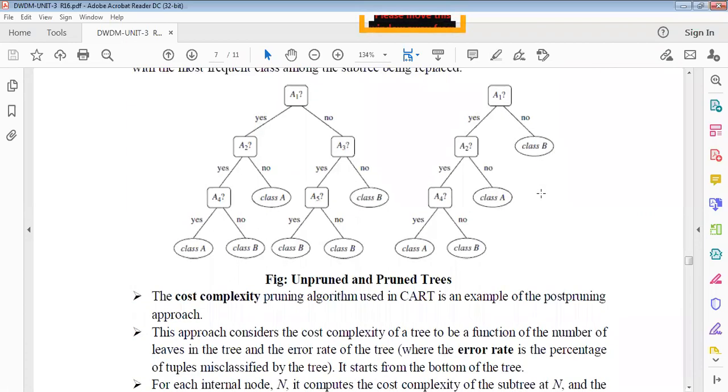The cost complexity pruning algorithm used in CART is an example of the post-pruning approach. This approach considers the cost complexity of a tree.